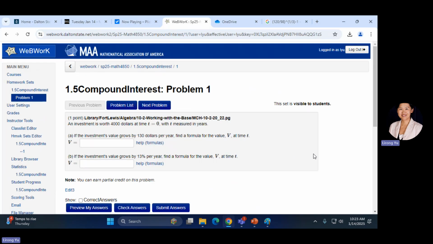Let's try the first question. It says an investment of $4,000 at time 0, with t measured in years. So this is how the question is being stated. A, if the investment grows by $130 per year, find a formula for the value. And B, if the investment grows by 13% per year, find a formula for the value at time t.